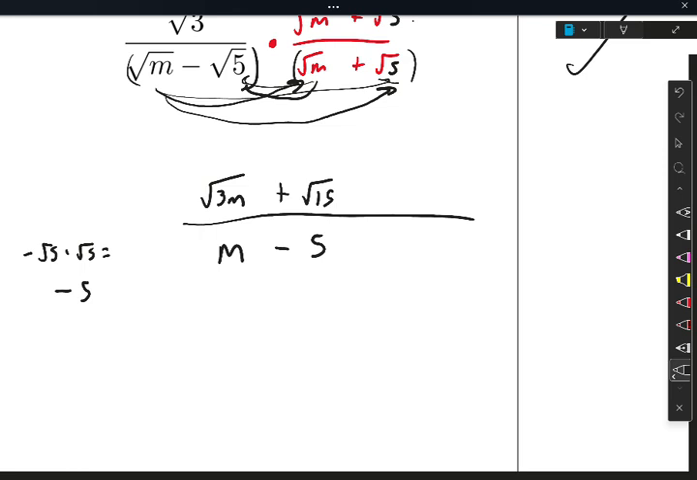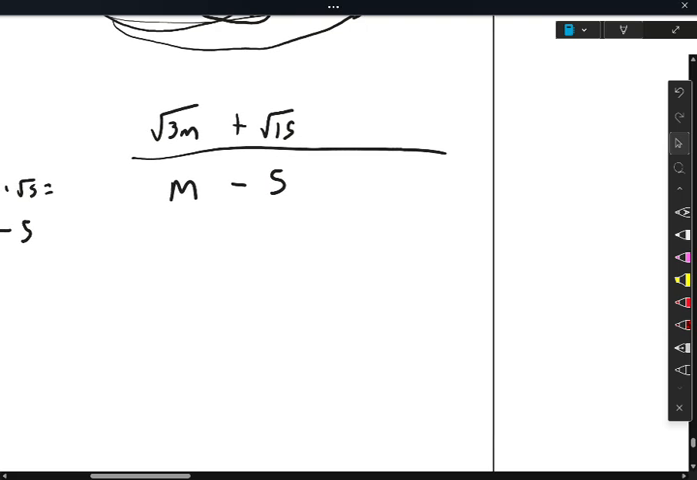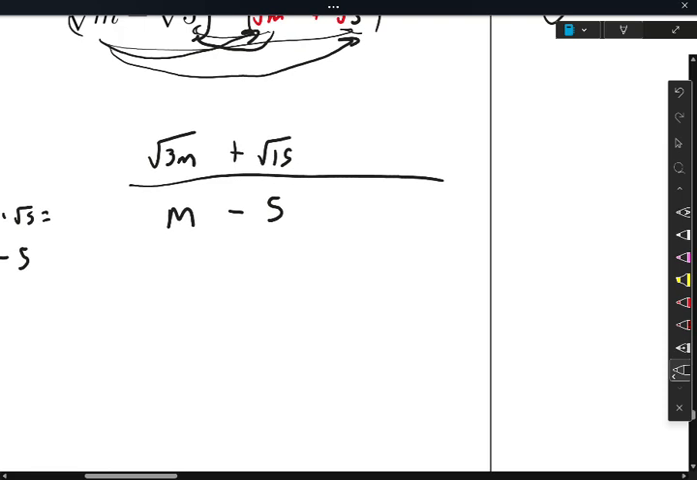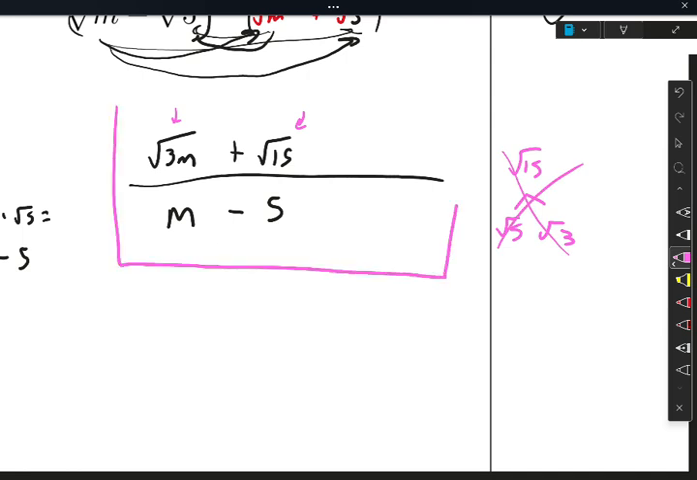Okay, right here. Is there anything more I can do right here? Well, you look right here, root 3m. Not much going on there. I can't simplify anything there. Root 15, I don't think so. Root 15 only gives you root 5 and root 3. Nope. There are no perfect squares that divide into 5 or 3. So there's nothing I can do there. And then m minus 5. So we are good right here. That's the final answer.